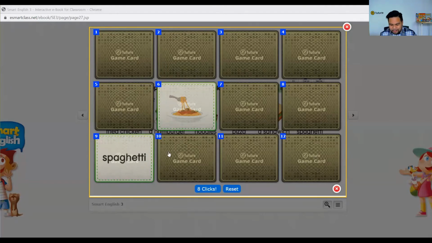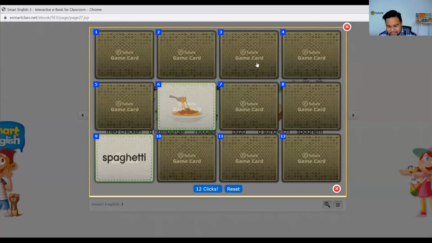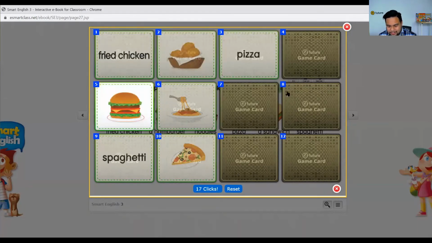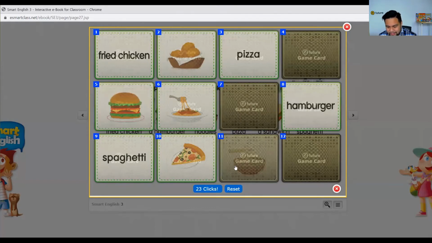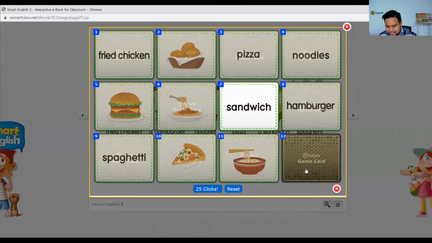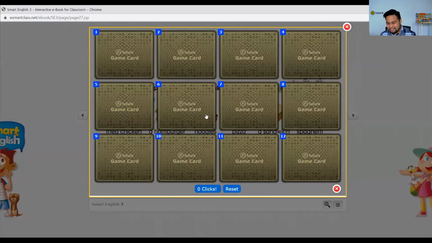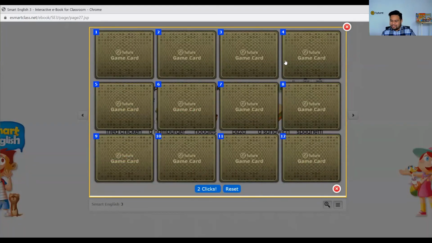Let's see if we can speed run the last one. Pizza. Burger. Sandwich. Pizza's here. Fried chicken was here. Chicken. Hamburger. Noodles. And sandwich. So it took us 26 clicks. And then if the students get it really quickly, you can reset, and then it's completely different. So yeah, it's quick.